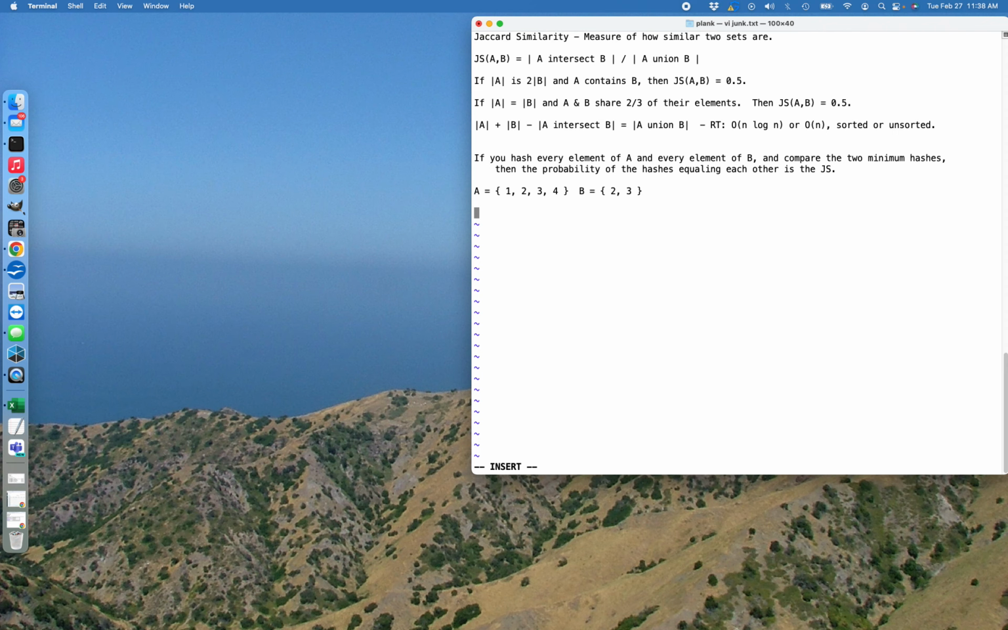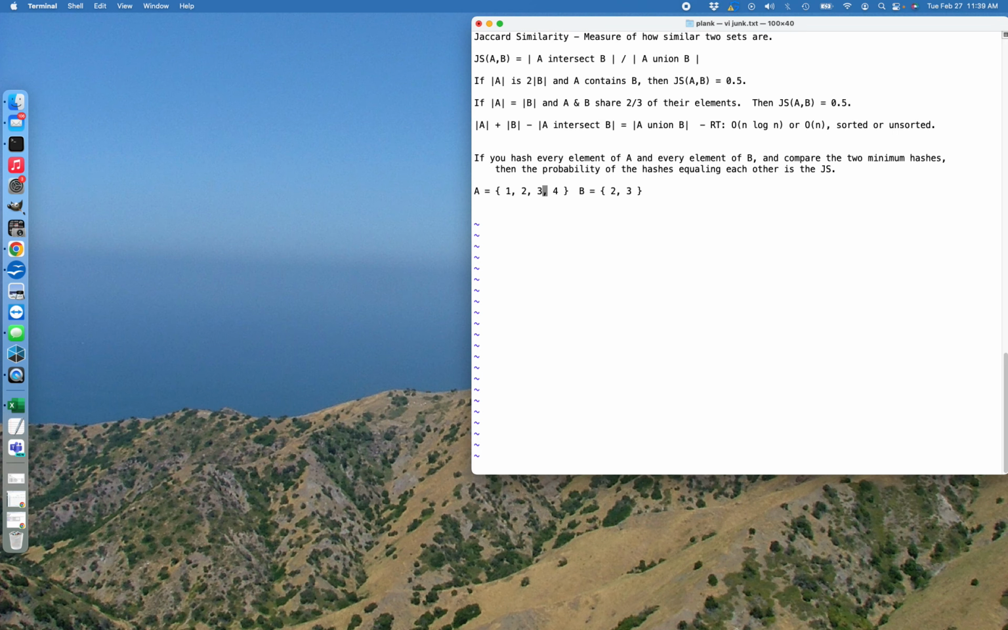And the order is going to be randomized. So you've got a 25% chance of 1 being the minimum, or 2 being the minimum, or 3 being the minimum, or 4. So look at it. You got a 25% chance of 1 or 4 being the minimum. That means the hashes won't match. Plus, you got a 25% chance of 2 and 3, and the hashes will match. 50%.